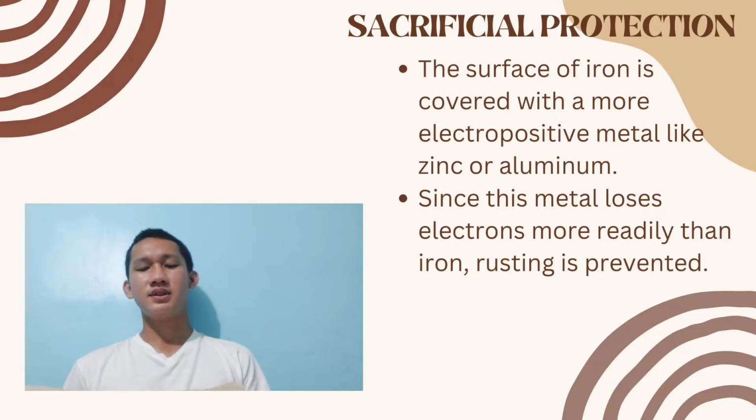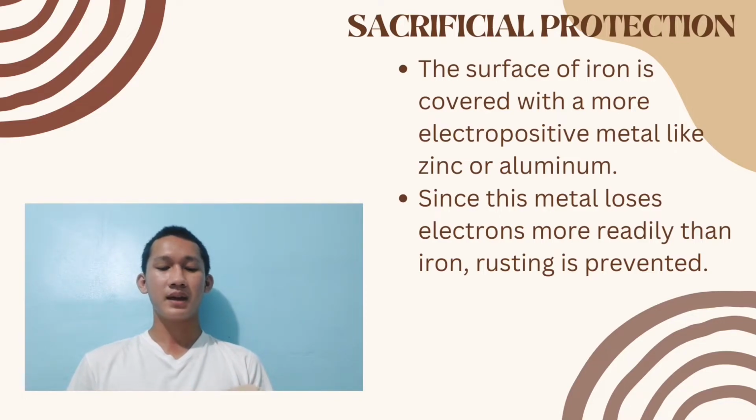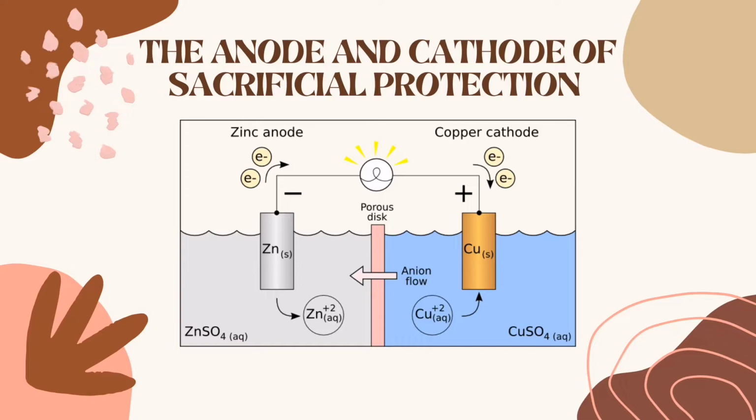Sacrificial protection is a corrosion protection method in which a more electrochemically active metal is electrically attached to a less active metal. The highly active metal donates electrons to replace those which may have been lost during oxidation of the protected metal. The anode and cathode of sacrificial protection.